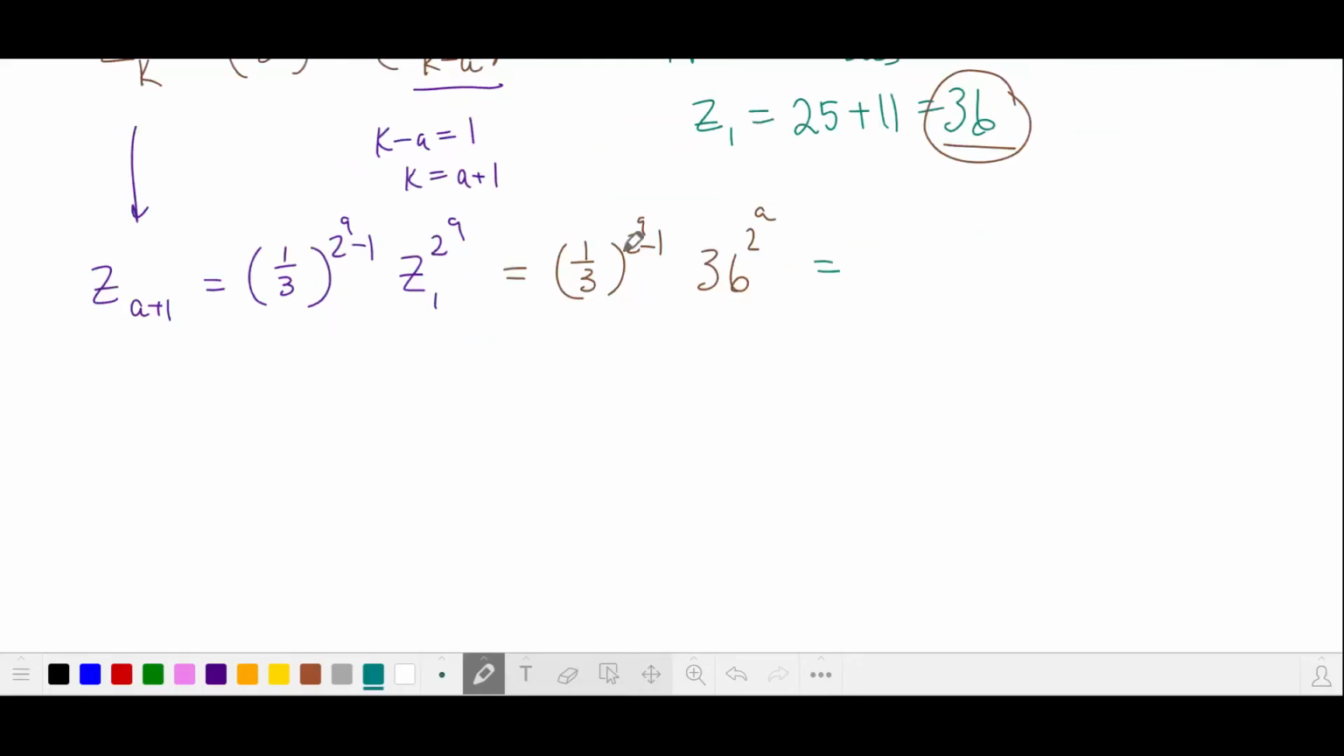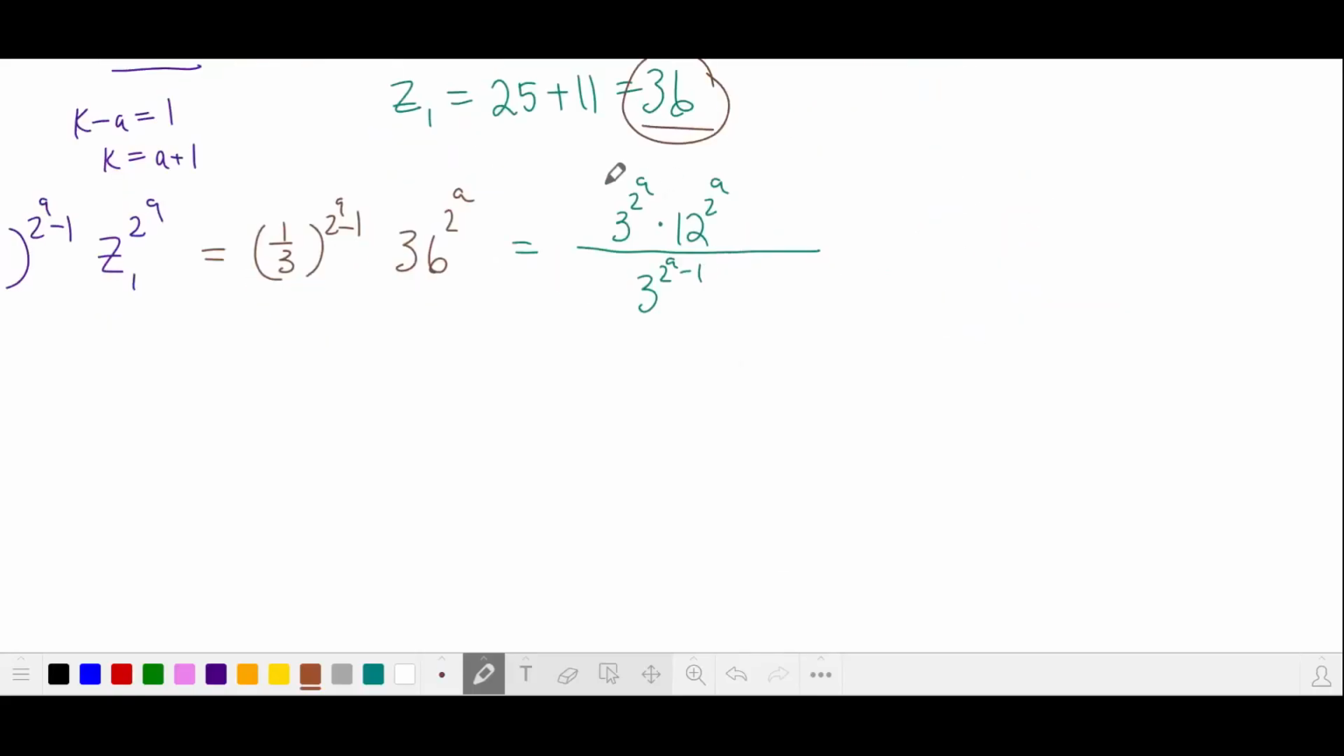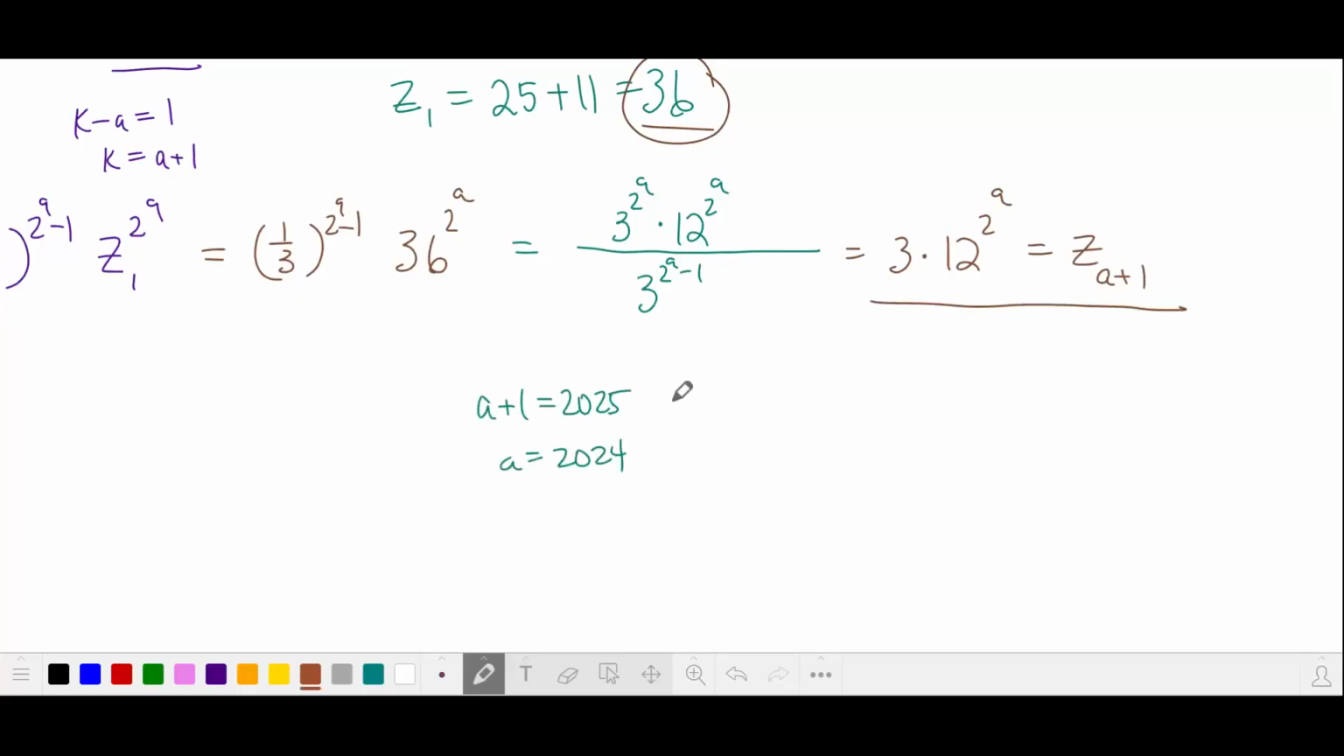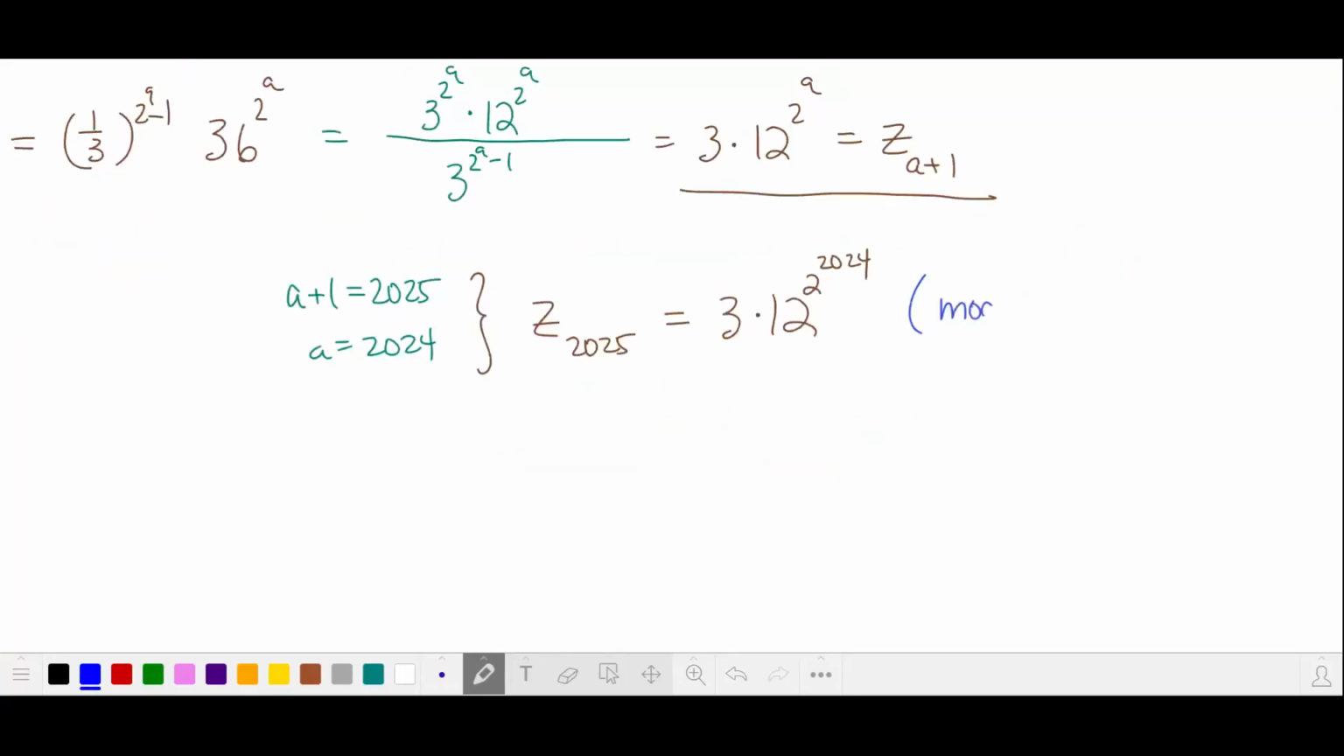Let's cancel out some of these 3's. In our denominator, we have 3 to the 2 to the a minus 1. 36 is 3 times 12, so this is 3 to the 2 to the a and 12 to the 2 to the a. All of our 3's are going to cancel except for 1, so we're just left with this. And our problem asks for z sub 2025, so we'll make that substitution. This is 12 raised to the power of 2 to the 2024. And in the problem statement, we want the mod 1000 residual of this number, so we'll do that.